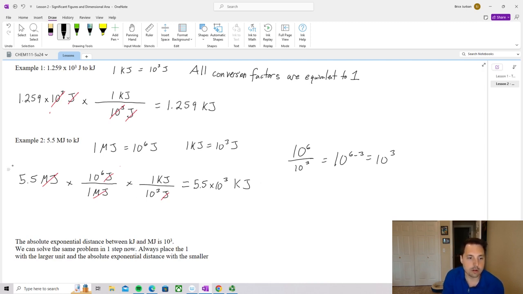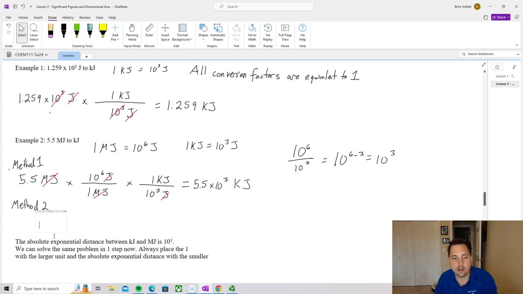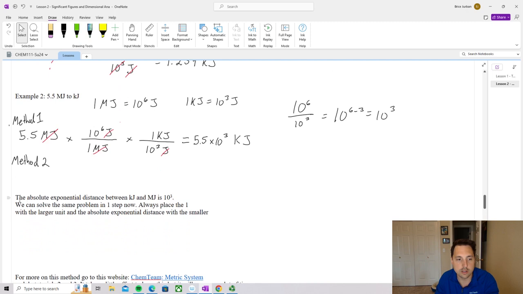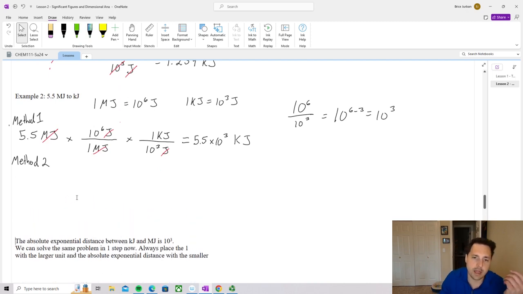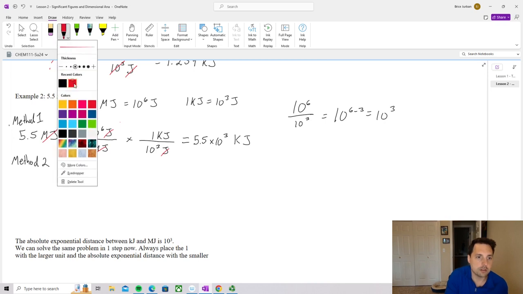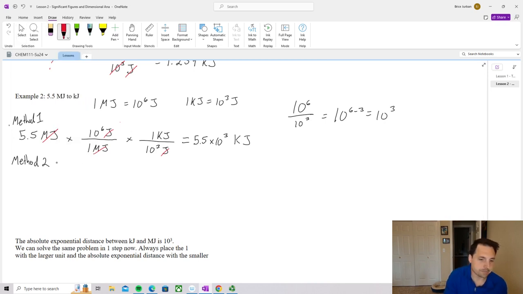Now, this is method 1. What's method 2? Well, usually when we're converting between two prefixes, it's kind of extra work for us to first convert to joules and then to convert back to another prefix. So we can make use of the absolute exponential distance between these two prefixes. What does that mean? So let me draw this out for us. Here I'm going to draw kind of like a number line.